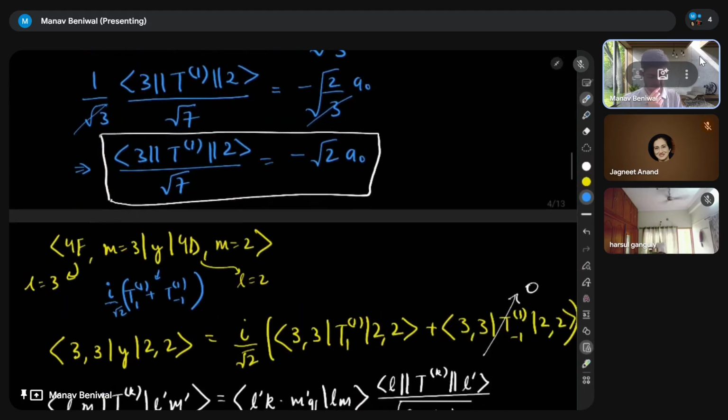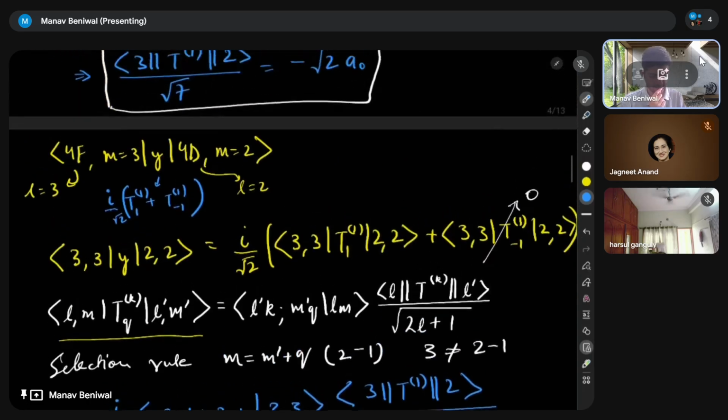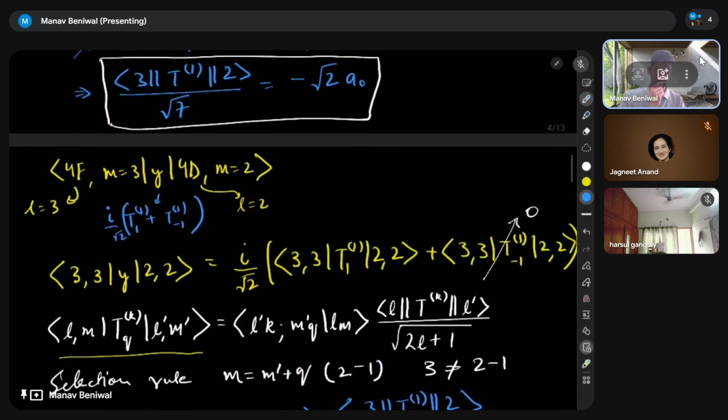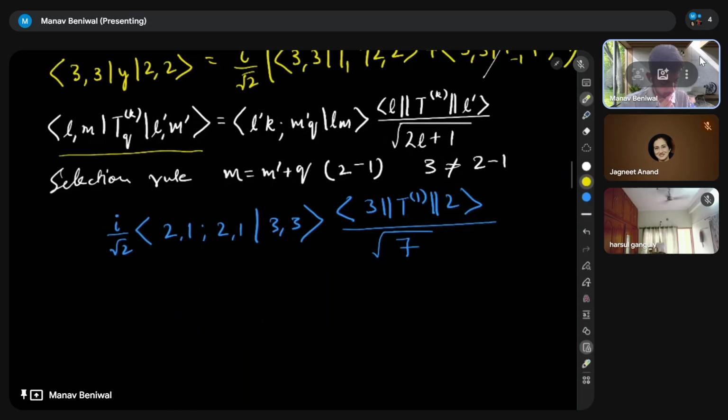Now if you look here, this quantity we have already calculated, so this 3t2 by root 7, and we know that this comes out to be minus under root 2 a naught. So this value we know is minus under root 2 a naught. And this we know the Clebsch-Gordan coefficient, that this is 1 because this is the highest maximum weight state.